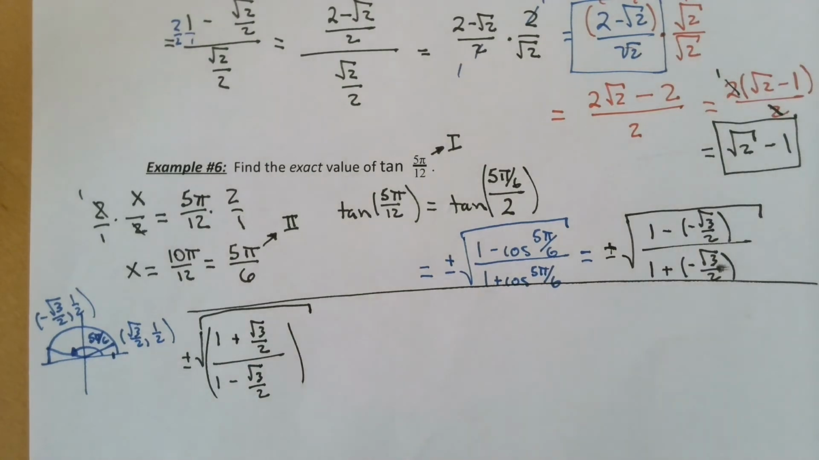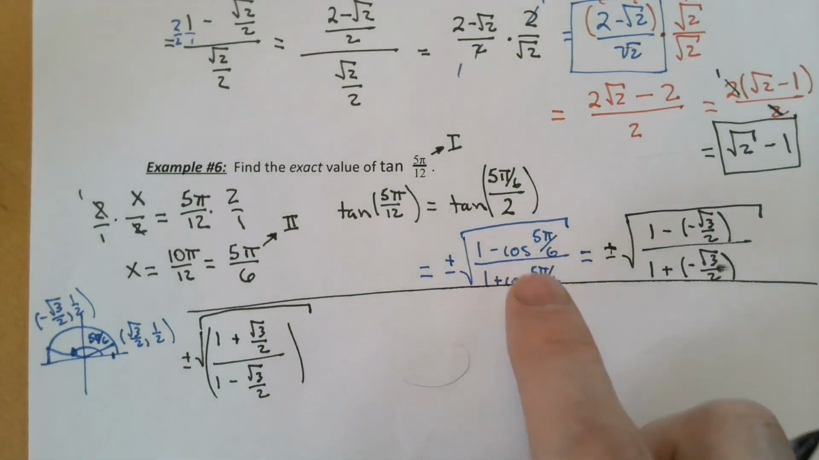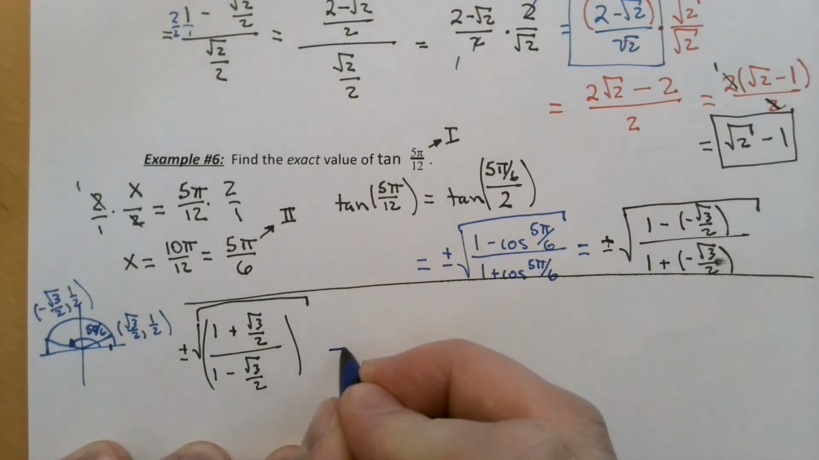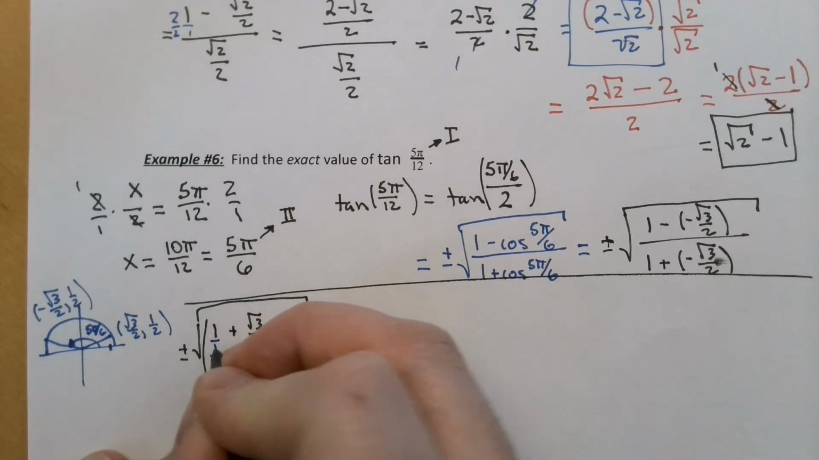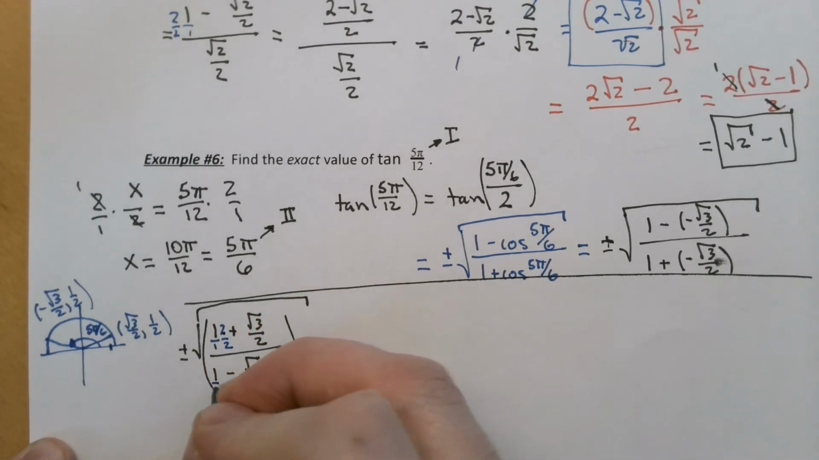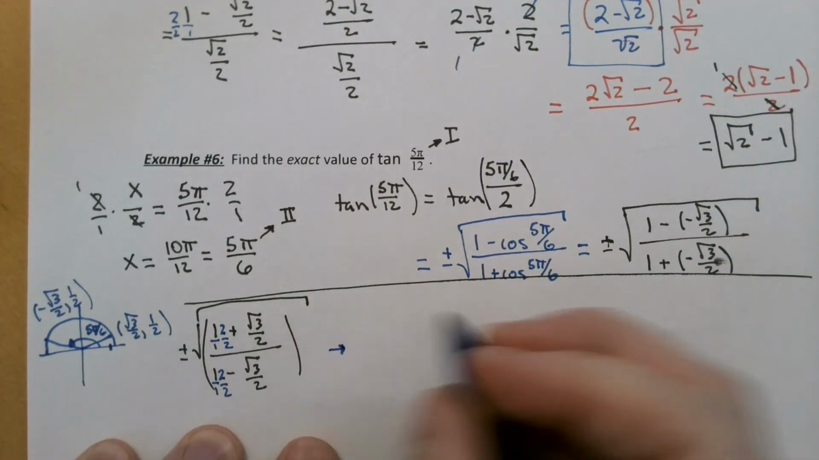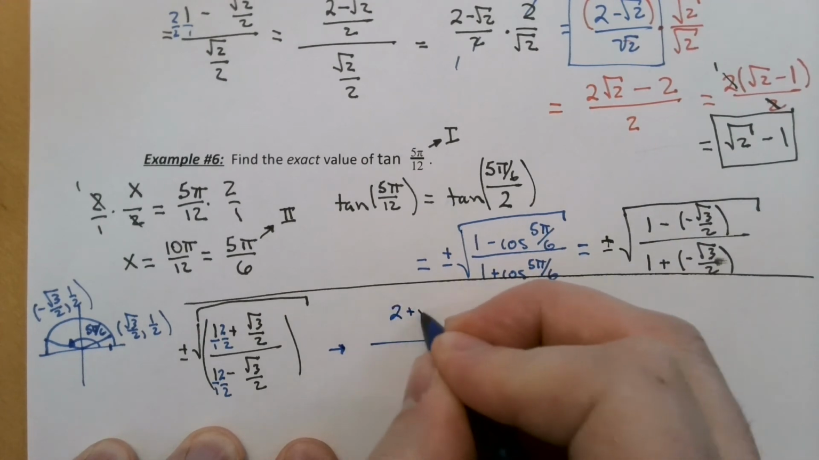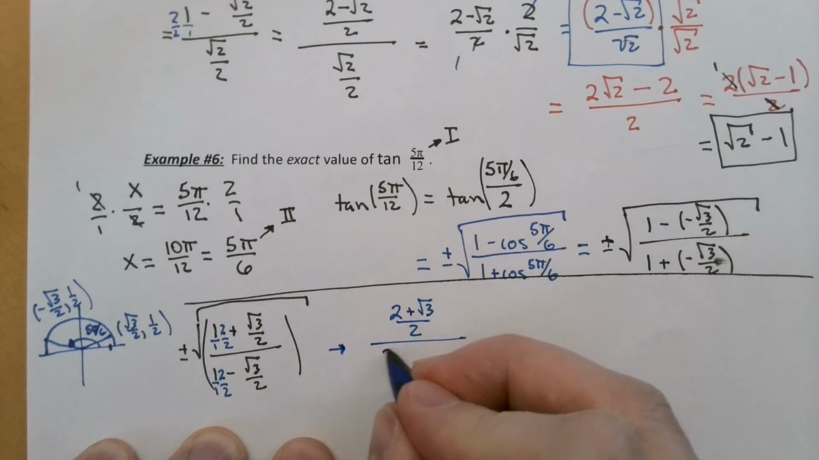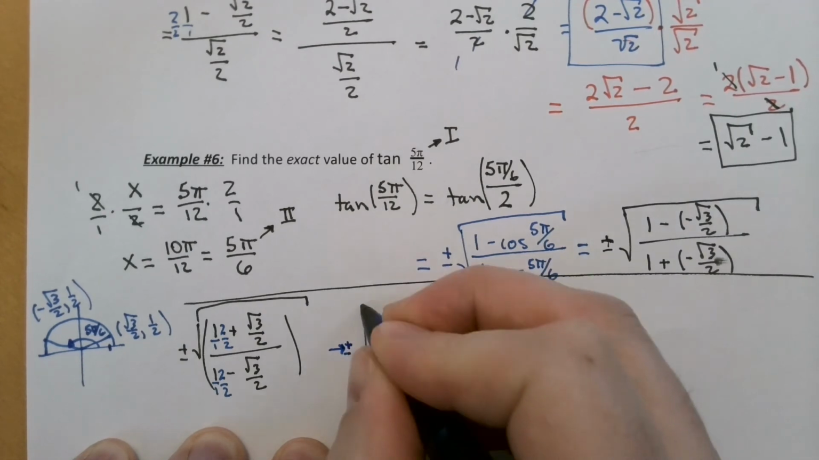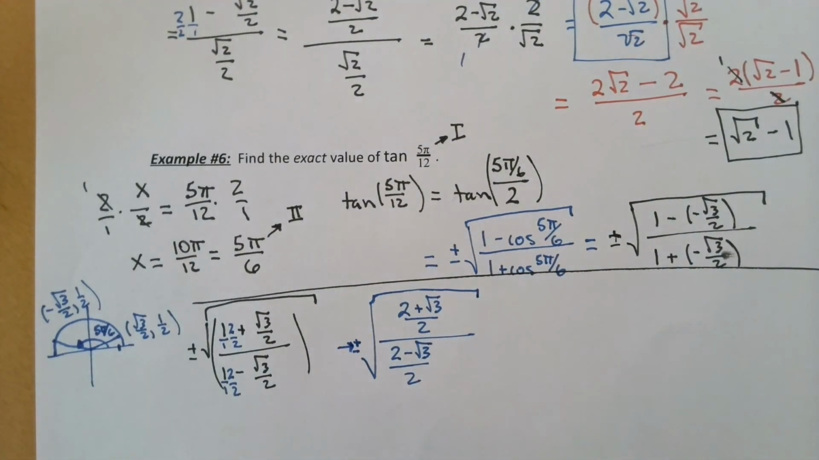All right, I've just created a worse problem. I really shouldn't have picked this one because this is going to require us to simplify a complex fraction like we did back in 139. But isn't that great review? So I'm going to note that this 1 over 1 is really 2 over 2, and this 1 over 1 can really be written as 2 over 2 so that I can combine the fractions. And so this numerator is going to become 2 plus the square root of 3 over 2, and this denominator is 2 minus the square root of 3 over 2. And then we're still interested in the positive or negative square root of all that.